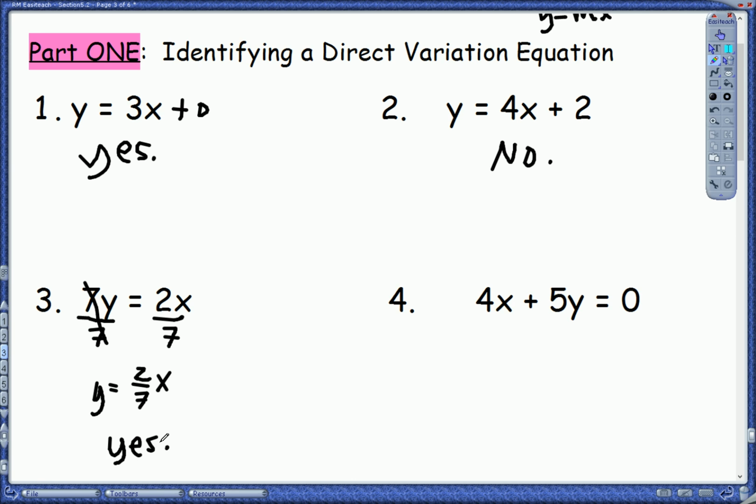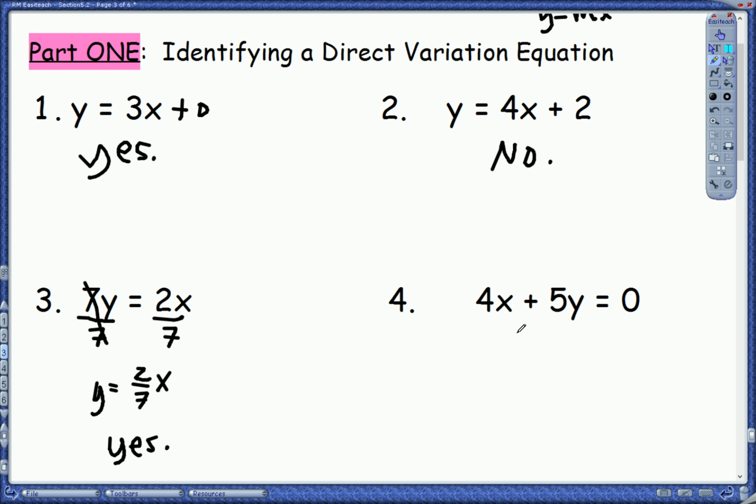Now you're going to notice a pattern when there's no numbers by themselves. It usually is a direct variation. For example, in number 2, right here, there's a number by itself, that plus 2. That makes it not a direct variation. In number 3, the 7 is attached to the y and the 2 is attached to the x. So there's no number by itself. Therefore, it is a direct variation.